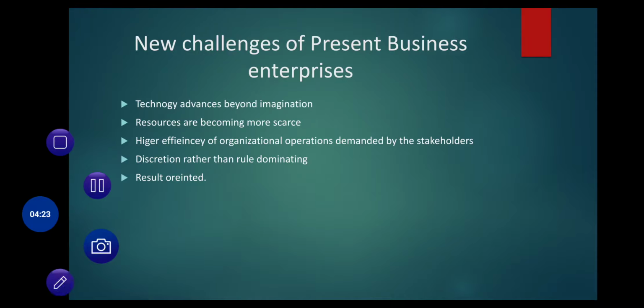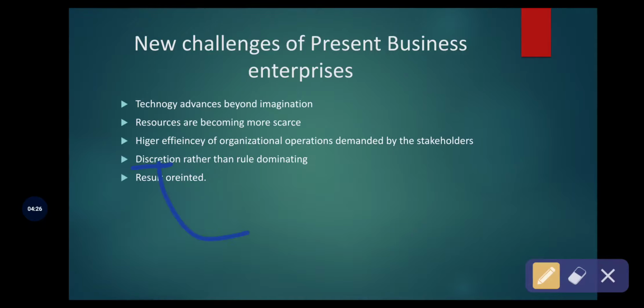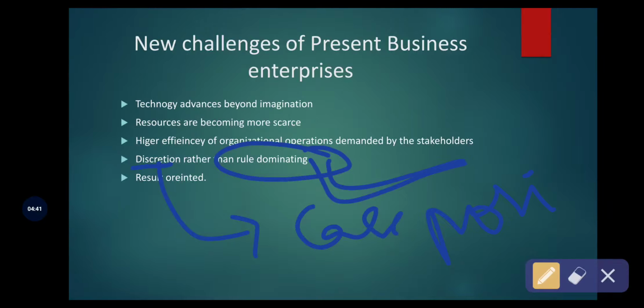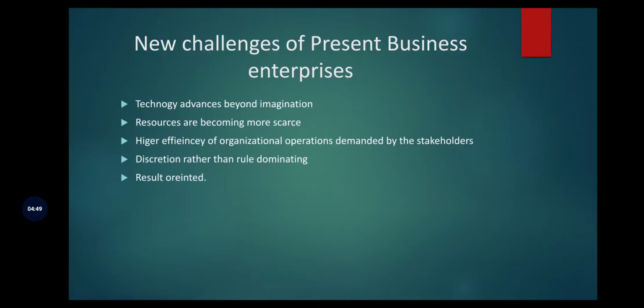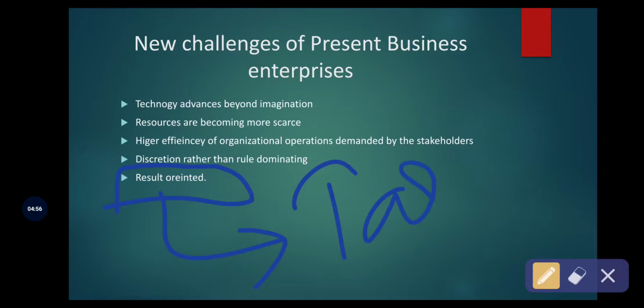Discretion means a kind of care, a kind of positive nature. So here, instead of showing or dominating the employees and the people of the organization, the business organization should show a sense of care for them. That is also a new challenge. And all business organizations are result oriented. They want to achieve the targets fixed by them. So these are the challenges.